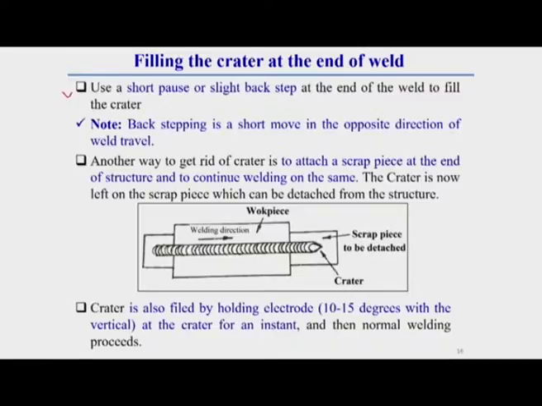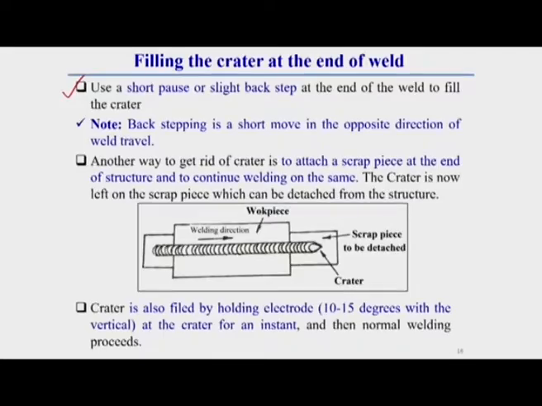One is called the backstepping method. Here you use a short pause or slight back step at the end of the weld to fill the crater. What is backstepping? Backstepping means a short move in the opposite direction of weld travel. That means wherever there is a crater, you move your electrode back, fill it, and do the welding operation again. This is one way.